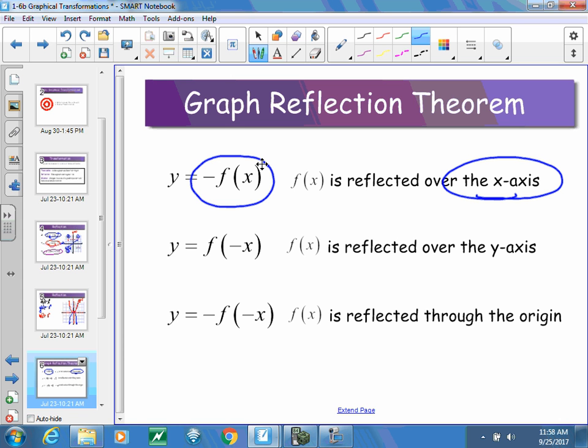But if you're going to reflect something over the x-axis, we're going to be taking negative f of x. If we reflect something over the y-axis, we're going to take f of negative x. If I reflect something through the origin, I'm going to take both of them. I'm going to be reflecting it over the x-axis as well as over the y-axis.